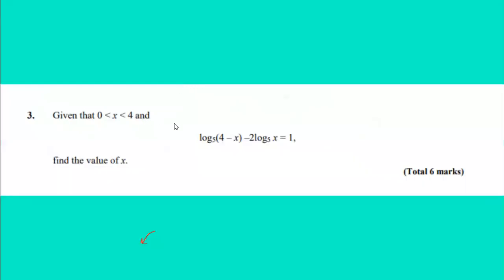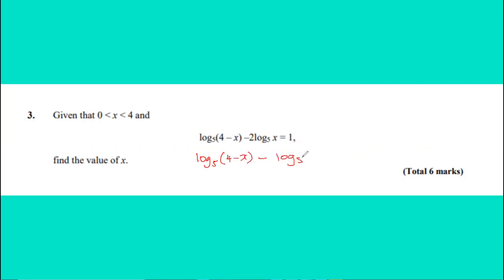Next problem. So you've got the logs problem. So let's have a go at this one. You need to use the laws of logarithms. I'm going to rearrange this. I'm going to take this 2 and bring it over so it's x squared. So log base 5, 4 minus x minus log base 5 x squared equals 1. And you'll see why I've done this in a second.